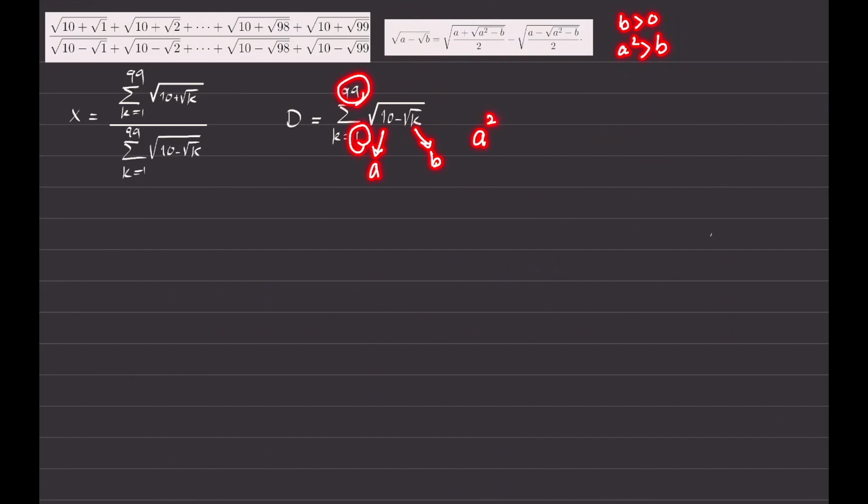On the other hand, A squared will be 100, and 100 is always greater than B because B goes from 1 to 99. So everything is satisfied. So what I will do, it becomes sigma, k goes from 1 to 99. And if you don't mind, let me split this into two square roots. So I will have a square root of the numerator and a square root of the denominator. And the same thing here.